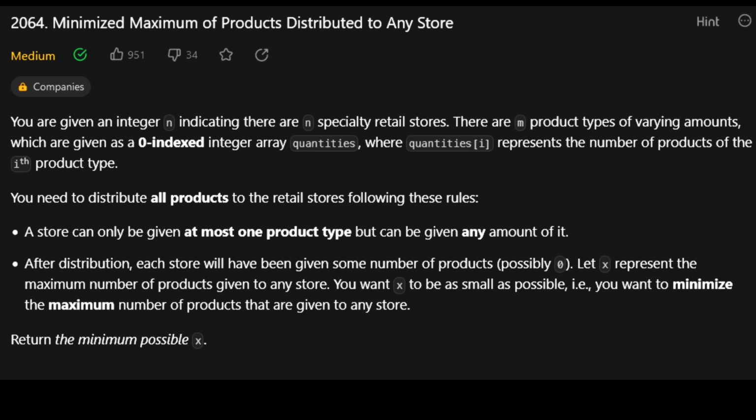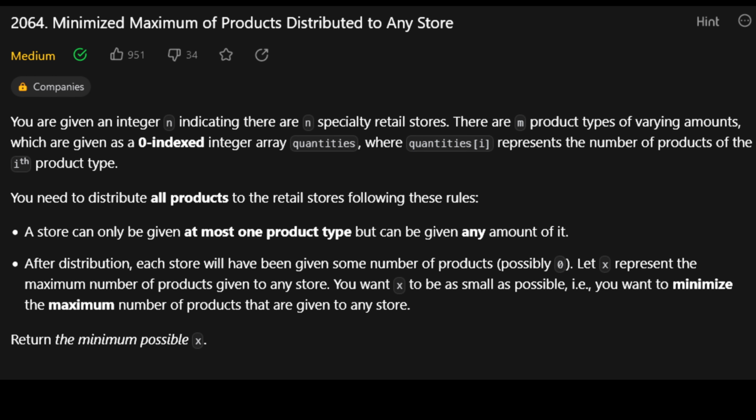We are given an integer array called quantities. This represents the products that we have to distribute to a number of retail stores. A store can only be given at most one product type, but we can distribute any amount of that product to that particular store.